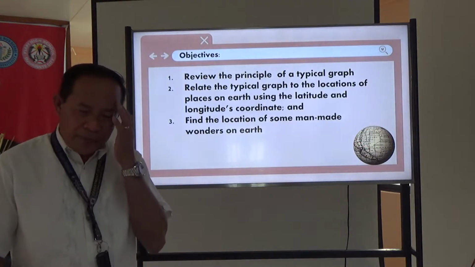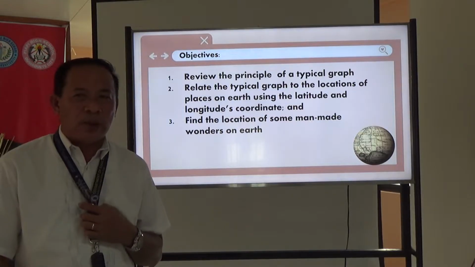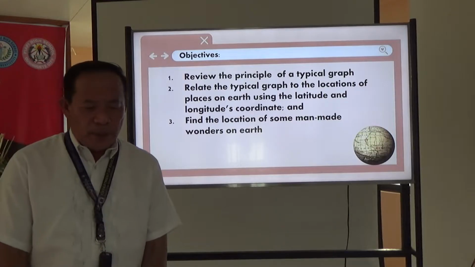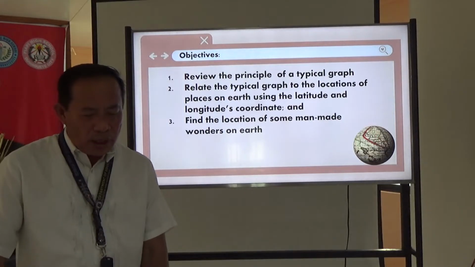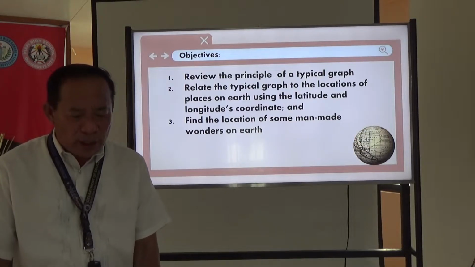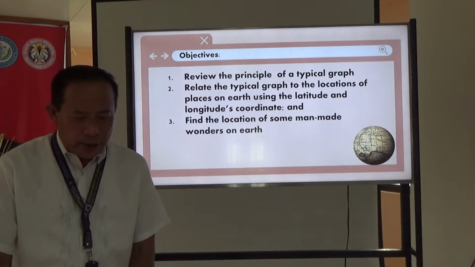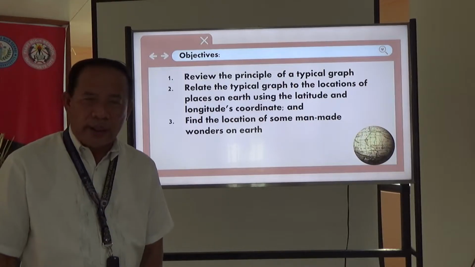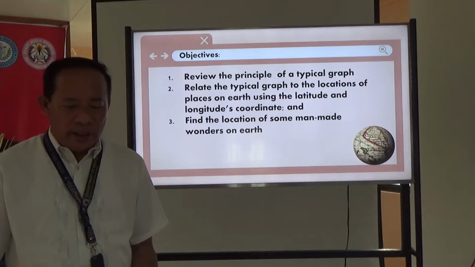But by the way, before we proceed, I would like to share with you what learnings we would like to gain at the end of the lessons. First, we will review the principles about a typical graph. Second, relate the typical graph to the location of places on Earth using the latitude and longitude coordinates. And third, we will find the location of some man-made wonders on the Earth as part of your assignment. So these are our objectives that we want everyone to learn this afternoon.